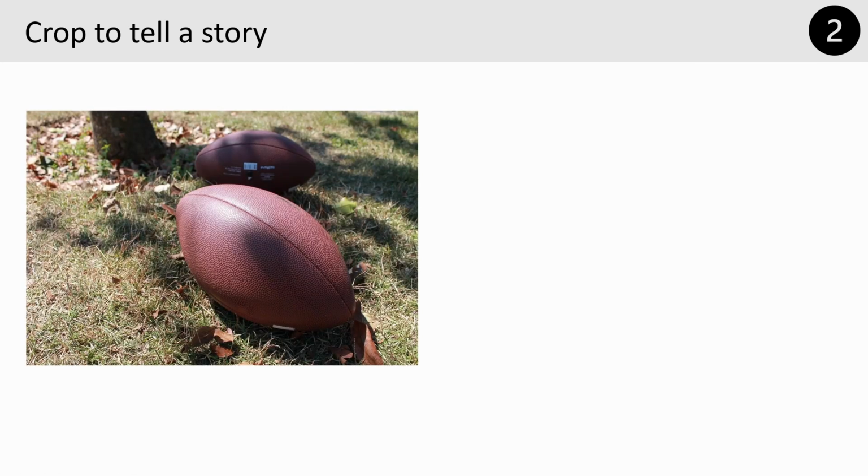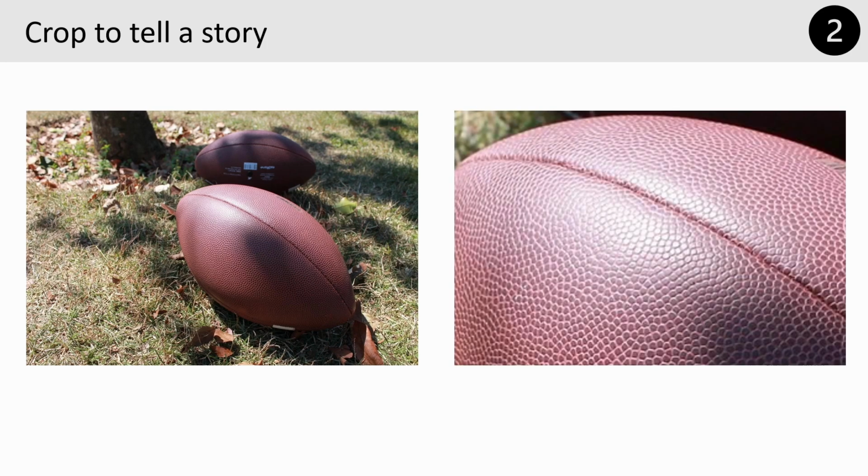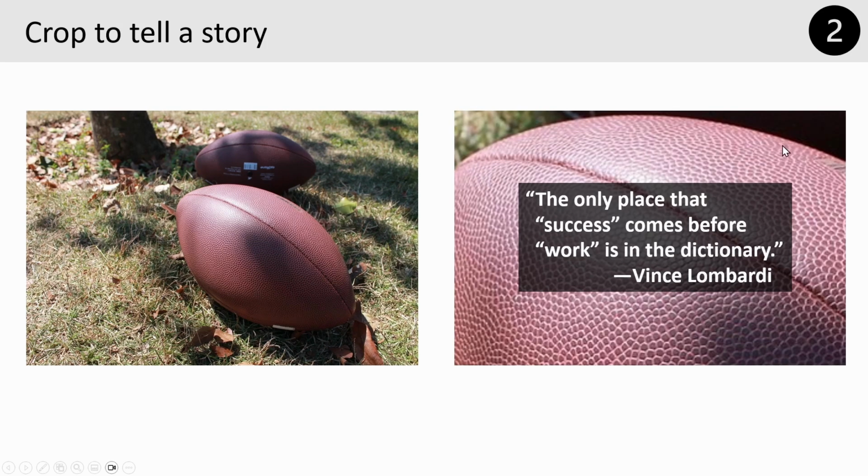Number 2, crop to tell a story. With this technique, we crop to remove background or reveal only part of the image to encourage the viewer to interpret the narrative themselves. Here we have a very ordinary image of 2 footballs in the grass. As you can see, this is a pretty amateurish photo. There is nothing remarkable about it. Let's say we zoom in on a part of this football and add a quote on it. This is the result we get. When you zoom in this much, it completely changes your perspective.